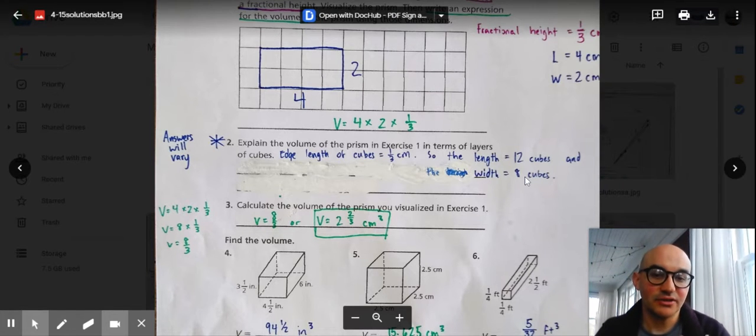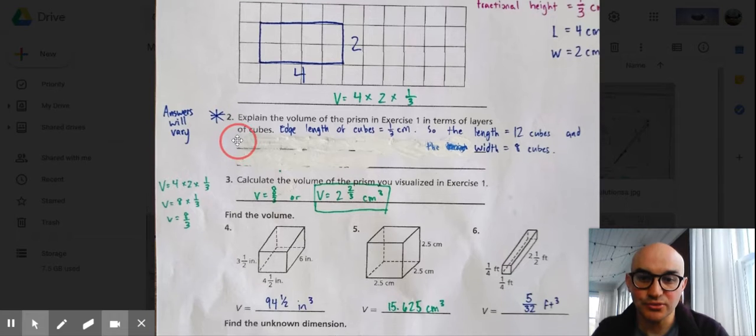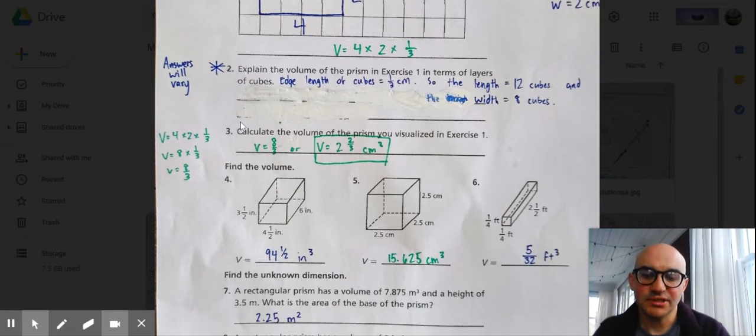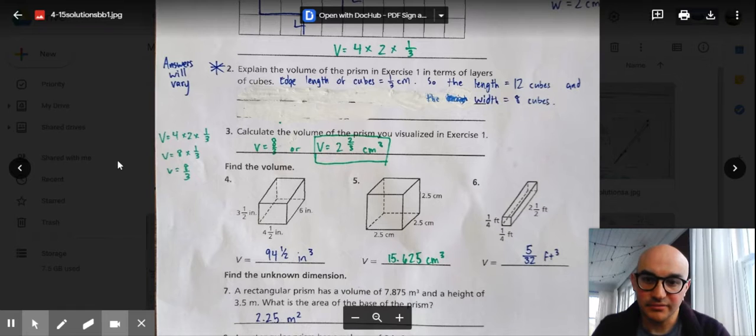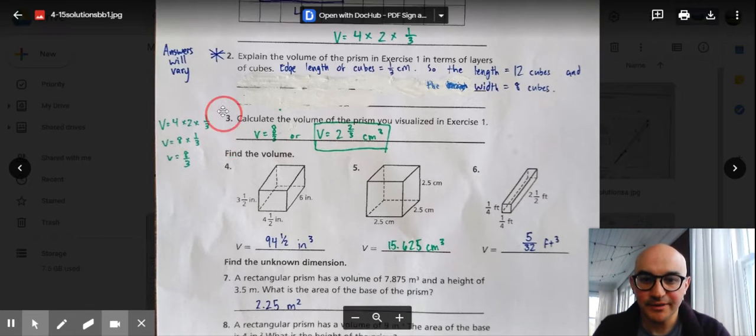So you can see even I goofed that up. So don't sweat it. We're going to let number 2 go. Hopefully that explanation helps a little, but we're going to let it go. I'm not going to be grading that one. Calculate the volume of the prism you visualize. So I just use this equation here and I solve it. My work is right here in the margin if you want to look at it.